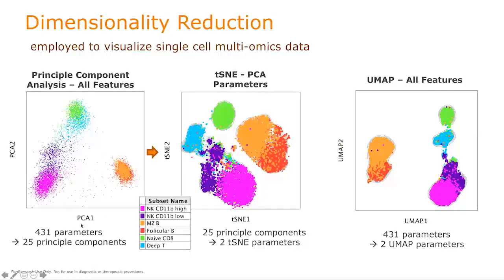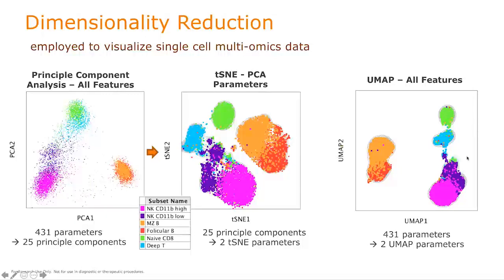What we do there is go through principal component analysis to get 15 or 25 principal components, and then take the principal components and feed them into T-SNE to get down to 2 T-SNE parameters to make the map. I mentioned UMAP can go directly there, right? Where I can just feed in all 431 parameters and get a nice map, right? These are obviously different, but which one do you use?